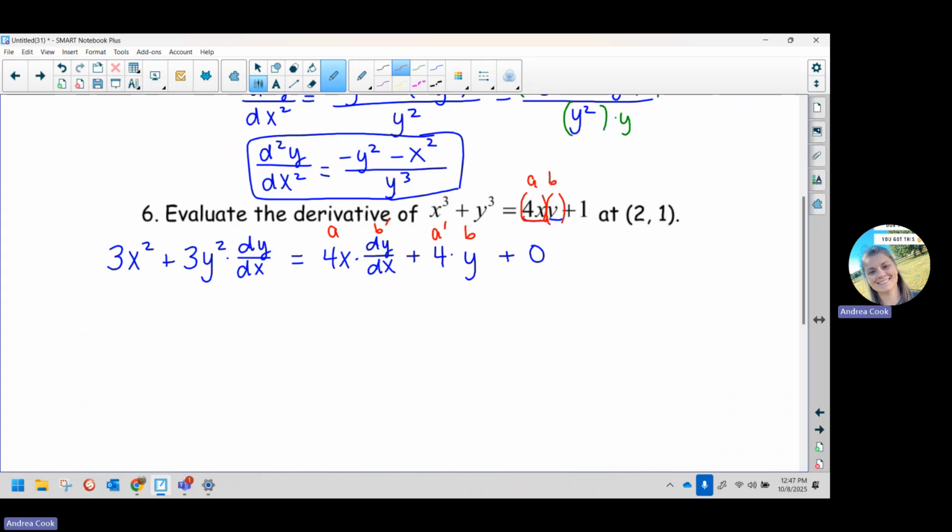All right, now see if you can solve for dy over dx. That means get all the dy over dx's, so like this term has a dy over dx and this term has a dy over dx. They have to be on the same side of the equal sign, and anything without can go on the other side.